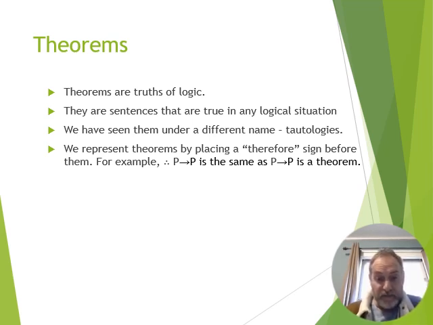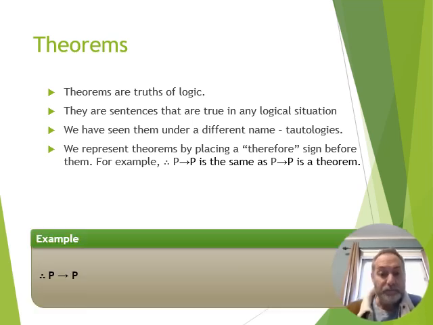So here we have therefore, right? If P then P, sorry, that's a theorem, right? It should be kind of obvious that's logically true. If P, then P, right? So that's how you would write if P, then P is a theorem. You put the therefore sign and then the statement.